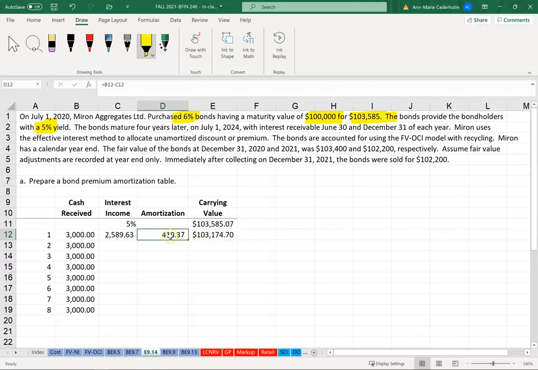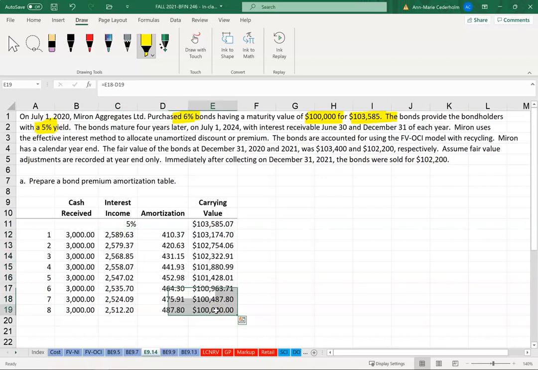So before I pull the schedule down, I just want to lock this C11 cell. So it'll take everything by 5%. So remember, when I'm calculating the interest income for the second bond payment, I'm going to take the 103,174.7 and multiply that by 5%. Okay, so now that I see that my carrying value is 100,000 at the end of the 8th payment, I know I've done my bond amortization table correct.